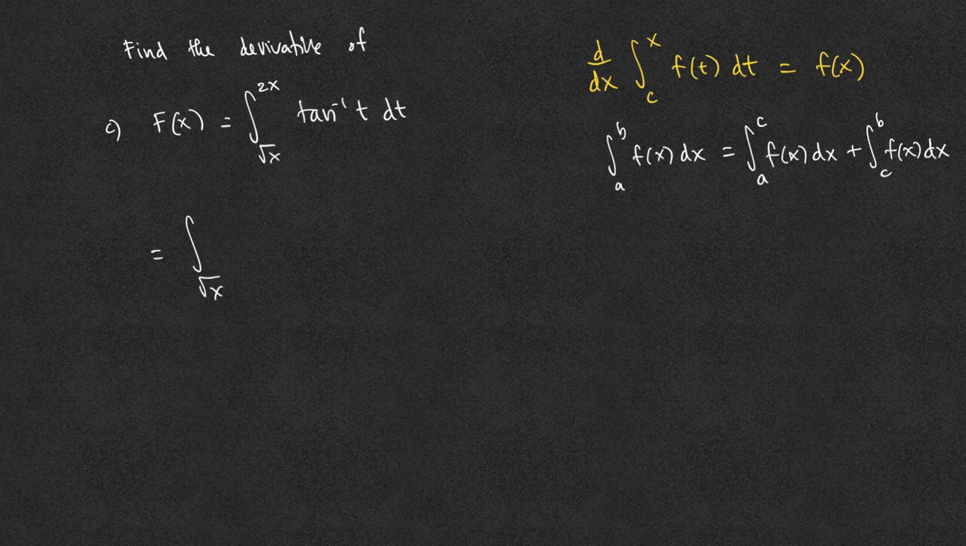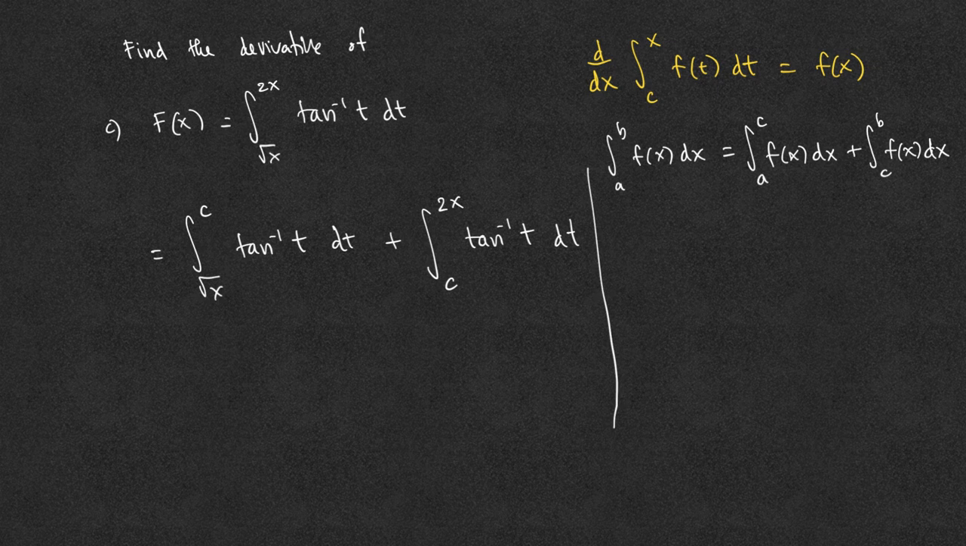To be safe, we can just simply use a constant c: the integral from the square root of x to c of tangent inverse of t dt plus the integral from c to 2x of tangent inverse of t dt. There are a few things that we would need to iron out before we can use the fundamental theorem of calculus part 1, and that is the lower limit of integration has to be a constant. For the second integral, it is, but for the first integral, it is not.